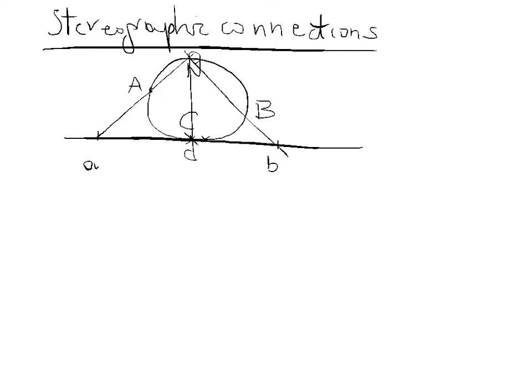So this way of building these line segments is a way to create a one-to-one correspondence between the circle where we have removed 1 point, this point here, and the real line. The real line is the set of points here.